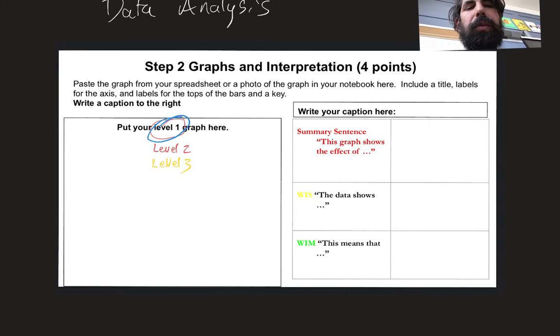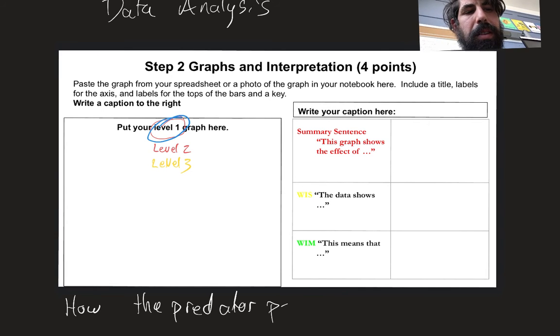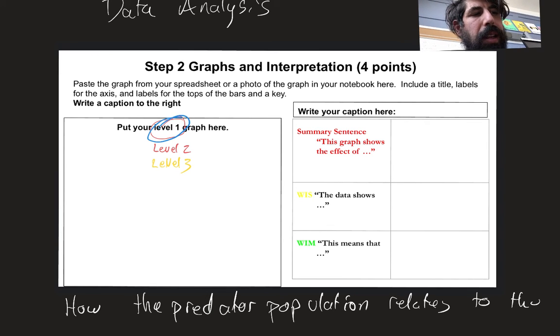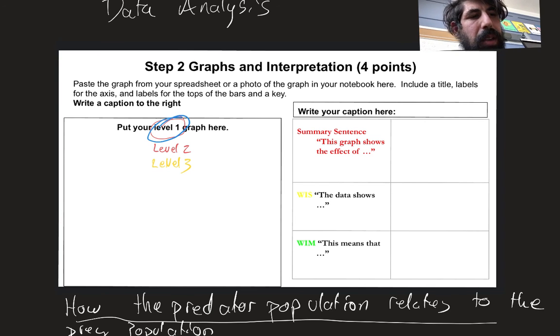You're really looking for the interaction and answering your question about how the predator population relates to the prey population. That's the big question.